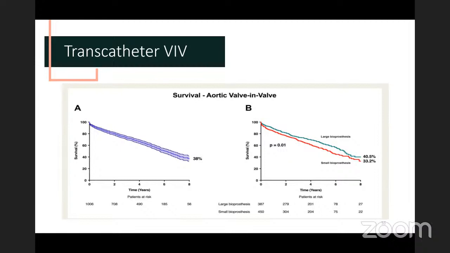And also, as we know, the patients who were enrolled in this study of transcatheter valve-in-valve were patients who have high risk for surgery or patients who are older. So that's why the survival was not promising at 8 years, being only 38%. So it's a good alternative to redo sternotomy and mini sternotomy in high-risk and prohibitive-risk patients, but still, until now, there are a lot of limitations for this technique.